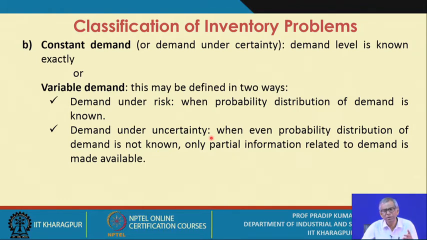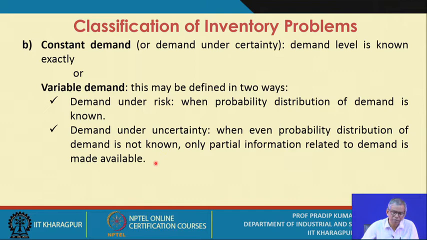That means either you don't have any past data, this is the first time the demand has occurred, that could be the case, or the situation is such that you cannot make any conclusions about the demand pattern. Is it okay? So how can there be any demand distributions? So when even the probability distribution of demand is not known, only partial information related to demand is made available. So this case also we will be dealing with. There are approaches, there are techniques with which you can solve this problem.